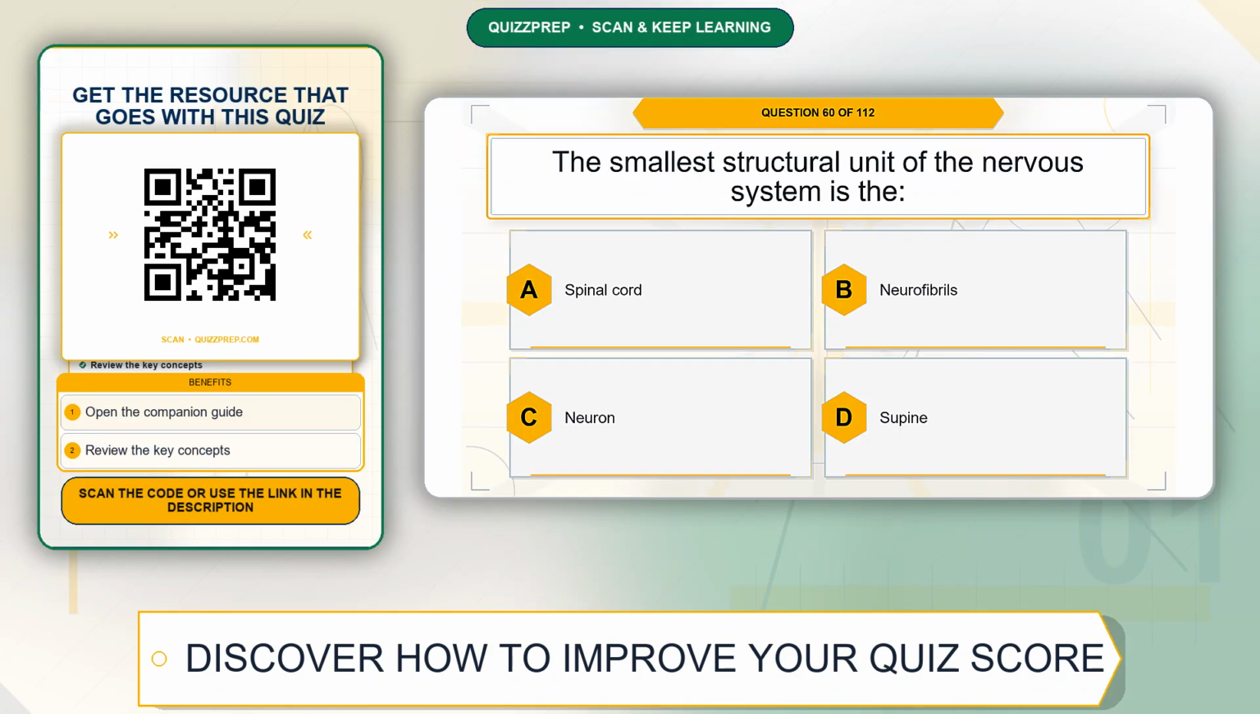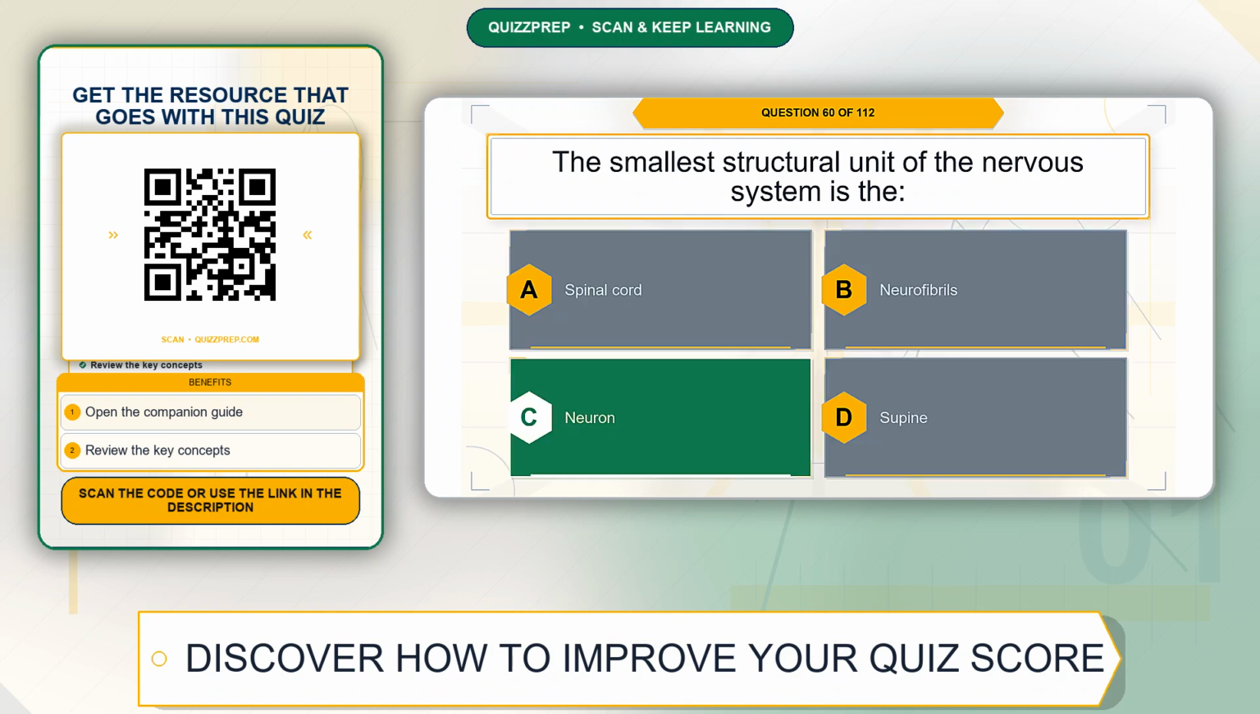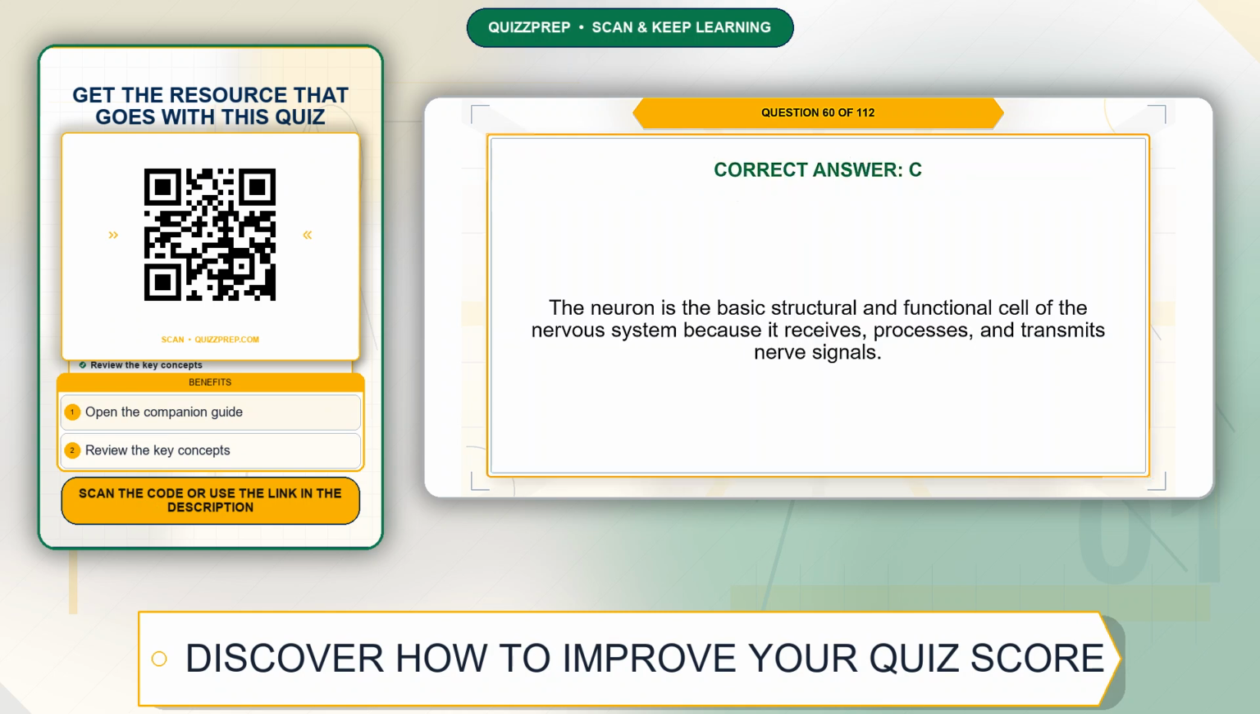Question 60. The smallest structural unit of the nervous system is the: Option A, spinal cord. Option B, neurofibrils. Option C, neuron. Option D, supine. The correct answer is option C, neuron. Explanation. The neuron is the basic structural and functional cell of the nervous system because it receives, processes, and transmits nerve signals.